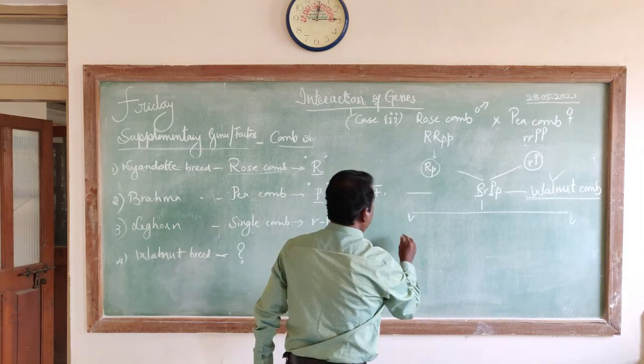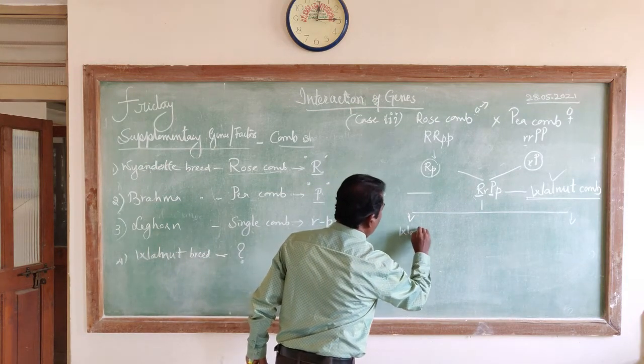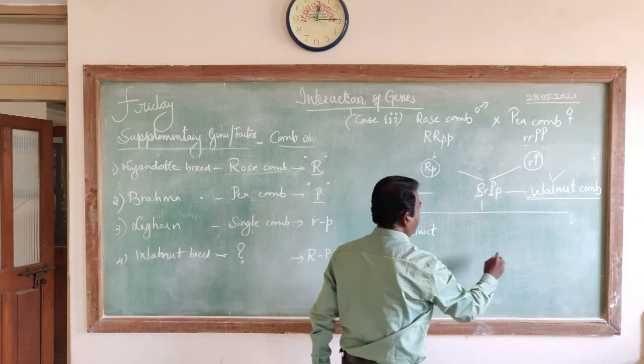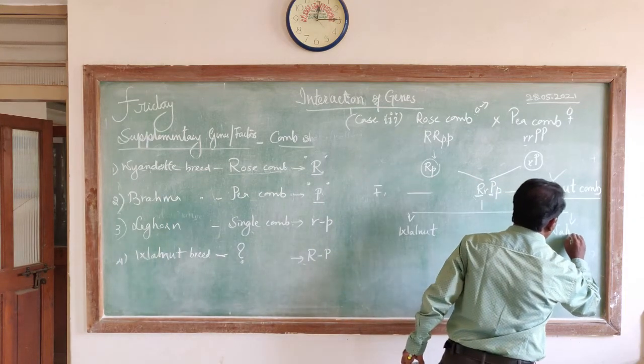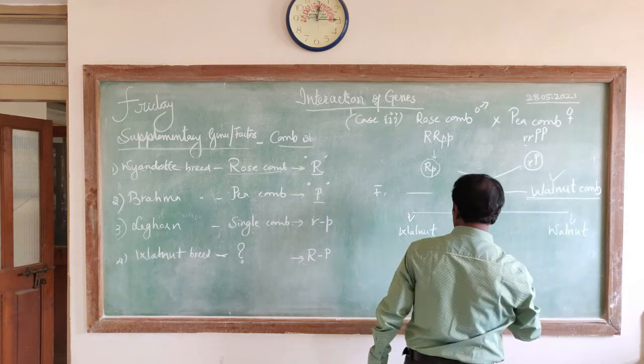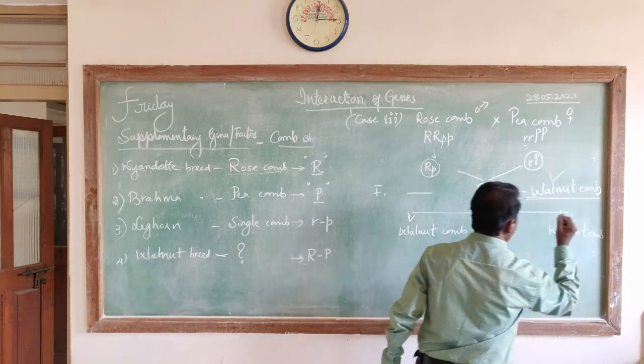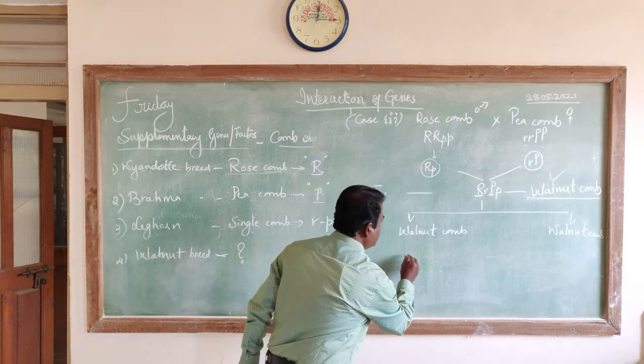What is it? Here the male genotype carrying walnut, let us cross walnut with walnut. One should be a walnut-comb fowl male, and the other a walnut-comb fowl female, that is the condition. Okay, and let me write the genotype for it.